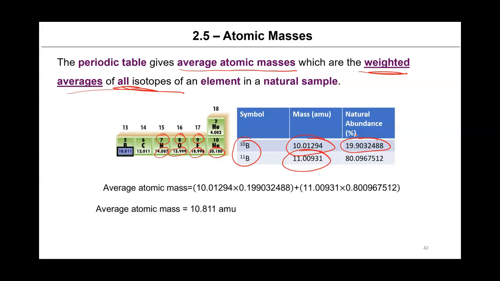The lighter isotope comprises about 20% of the atoms in a natural sample, and the heavier isotope about 80%. So when we calculate an average, taking into account these proportions, we would expect it to be closer to 11 than it is to 10. And that's exactly what we see. The weighted average that is given is 10.811 AMU. I'll show you in a couple of slides how we go about calculating these weighted average atomic masses.